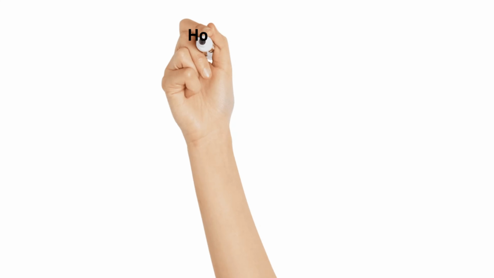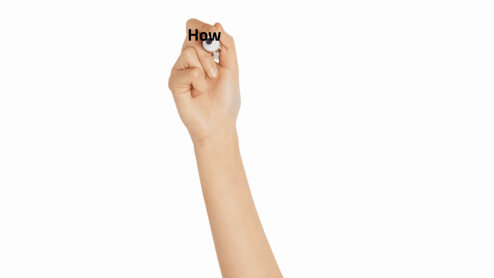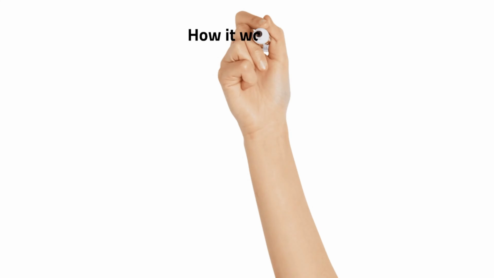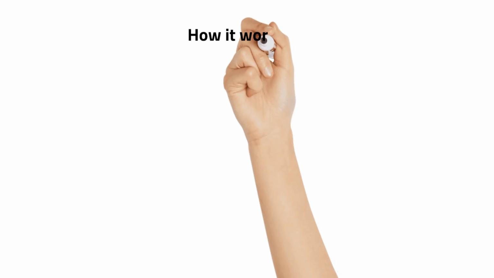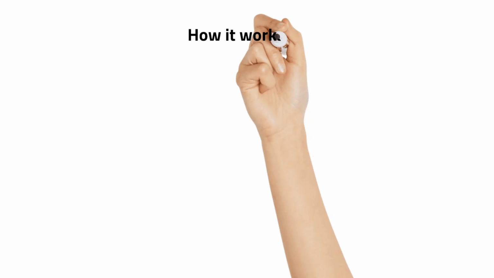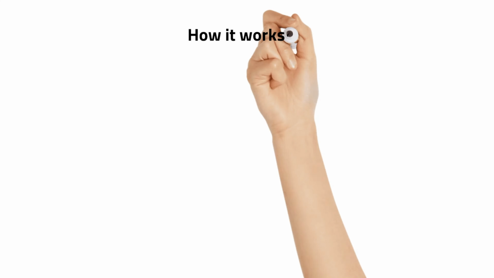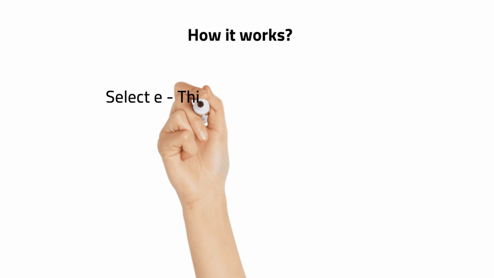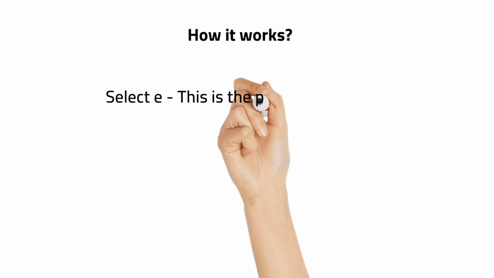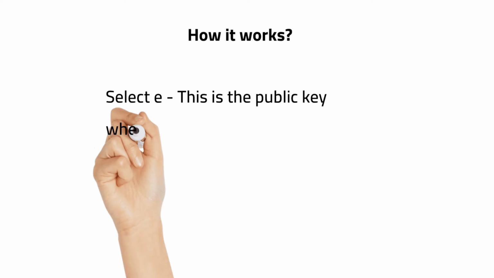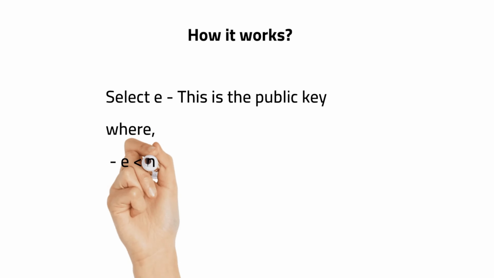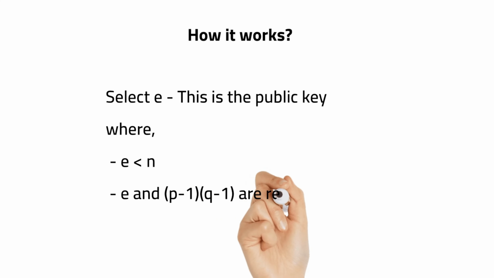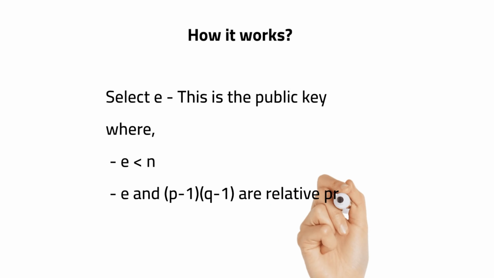Our next step is choosing a small public exponent E. This E should follow two requirements. This E should always be less than N, the N which we got in our previous step, the product of P and Q. The next requirement is that when you choose E, this E and (P minus 1) times (Q minus 1) are relatively prime. What does it mean? The two numbers have no common factors other than 1. Keep that in mind.